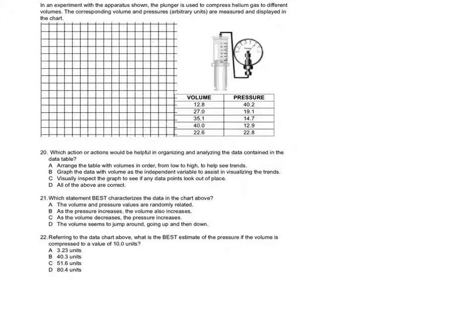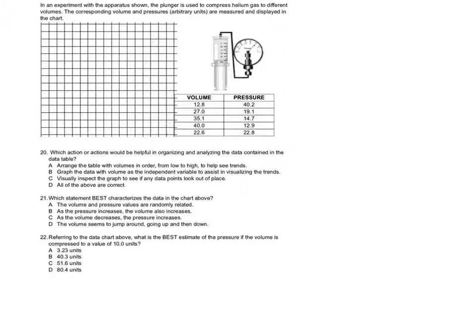All right, so if we look at our data table, number 20 says, which action or actions would be helpful in organizing and analyzing the data contained in the data table? Our volume goes 12.8, then 27.0, 35.1, then 40.0, and then back down to 22.6. And then our pressures follow as well. So one of the things that would be helpful is to have your volumes actually in order, which they're not in this table. It's always helpful to have your data in order so you can actually look at trends. So that's the first thing that needs to happen here.